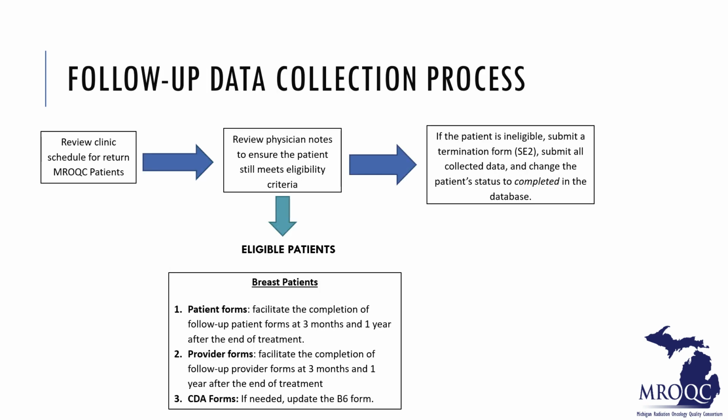For follow-up, you want to again ensure that you're reviewing the schedule so you know when a patient is returning. When the patient returns, you want to just still make sure that they meet eligibility. If they no longer are eligible for the project, again, you want to submit the termination form and submit all required forms. Breast patients who are still eligible should complete their patient forms, provider forms should be completed, and if necessary, the B6 form should be updated.